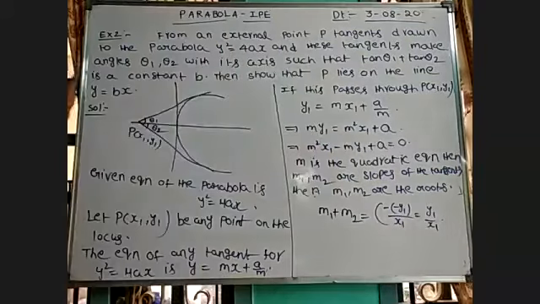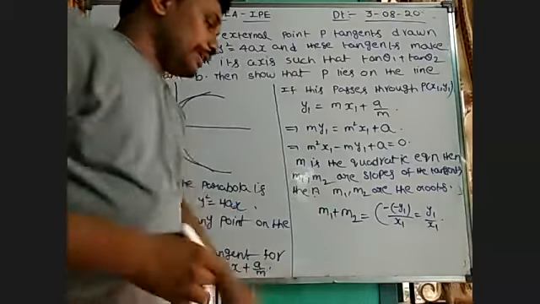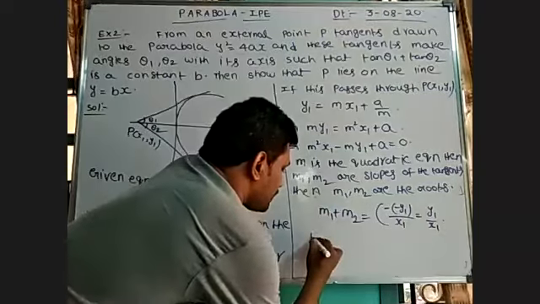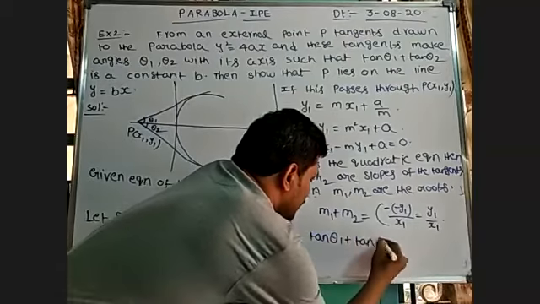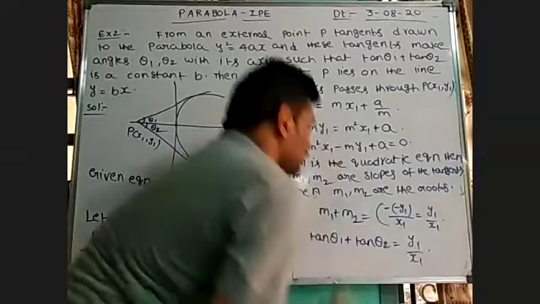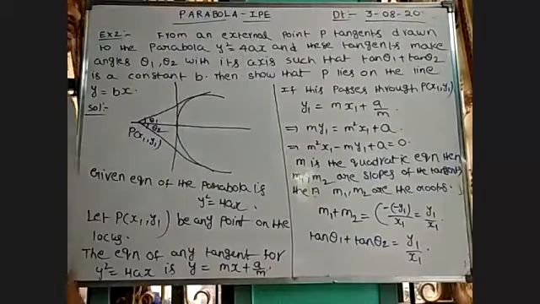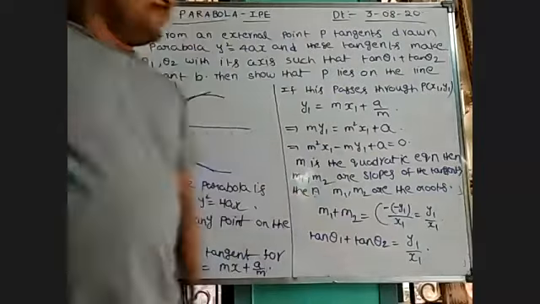Okay, in straight lines, what I said, m means what? Tan theta. That's why we are writing m1, tan theta 1 plus tan theta 2 is equal to y1 by x1. Understood? Tan theta 1 plus tan theta 2 is equal to y1 by x1. Up to here, write it.